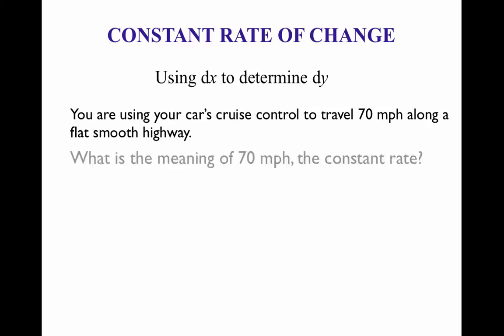So my question for you, and you should discuss, is how would you explain the meaning of this value, 70 miles per hour, which is the constant rate? What's the meaning of that? Tell the person next to you. What does that number 70 mean, 70 miles per hour? Talk to the person next to you. Go.